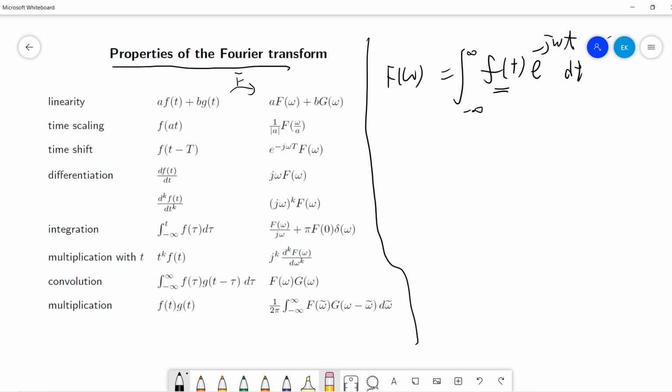The first one is trivial. Linearity says that af plus bg can be written as, you just think the integral is linear. The second is time scaling. For time scaling, we have this.